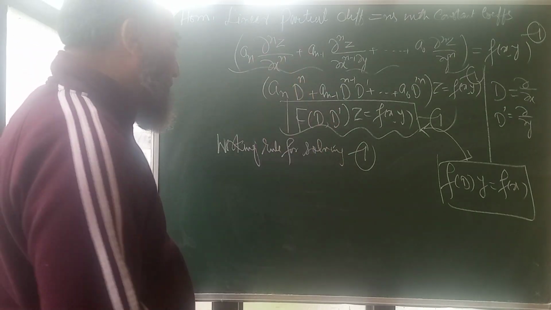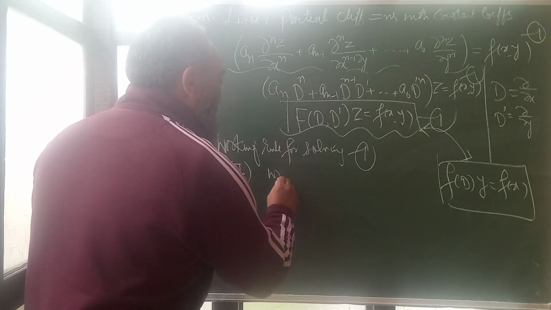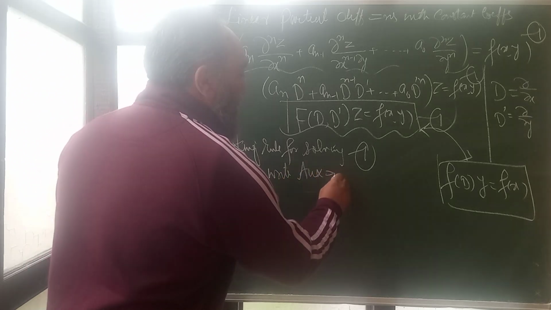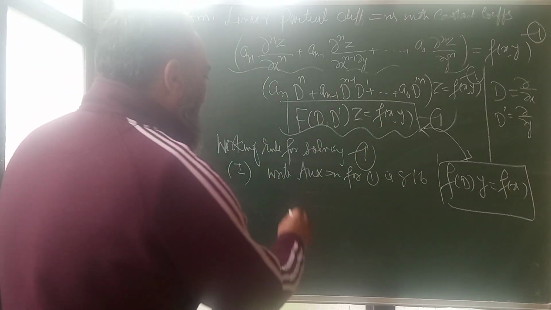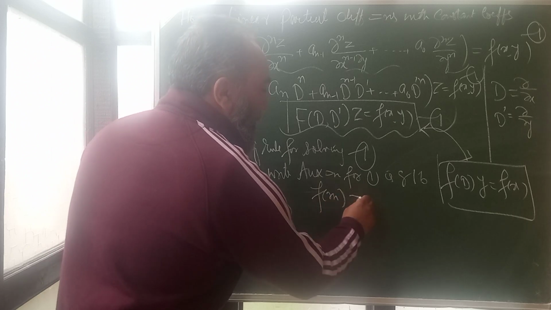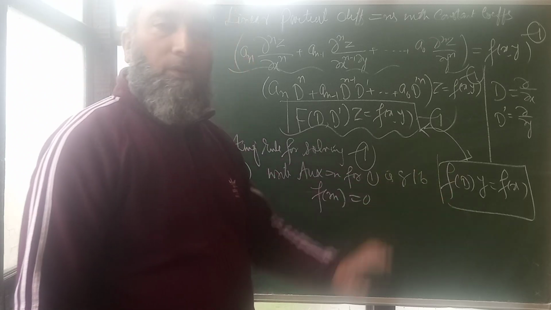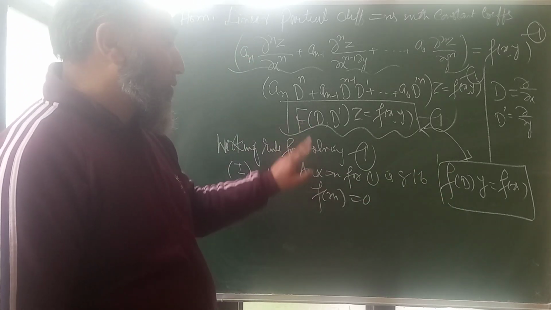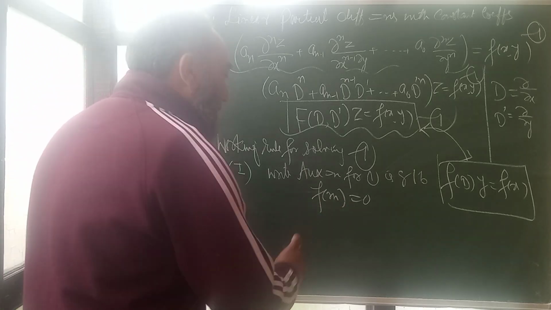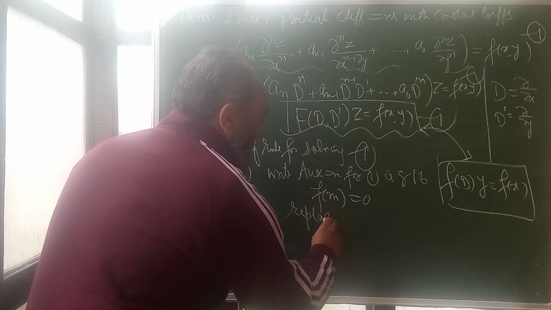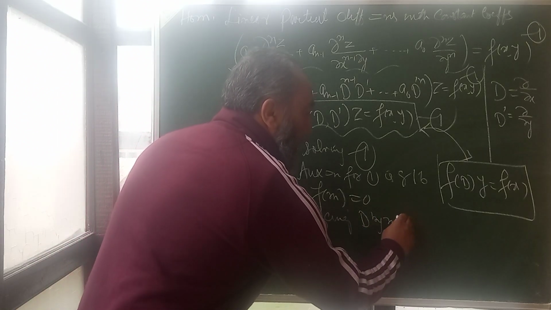So what we have to do is, step 1, write down the auxiliary equation for 1, given by F(m) equal to 0. Note down, for this equation, the auxiliary equation was given by F(m) equal to 0. For this equation also, the auxiliary equation will be given by F(m) equal to 0. But this is obtained by replacing D by m and D dash by 1.